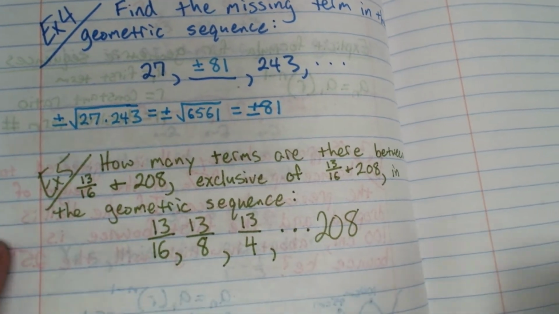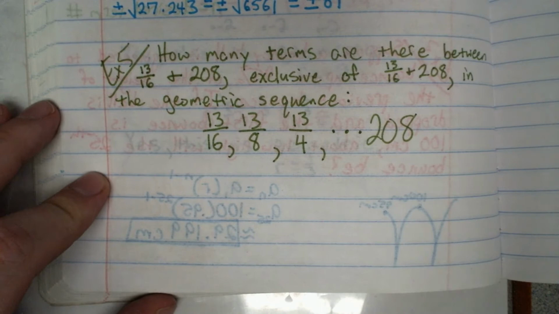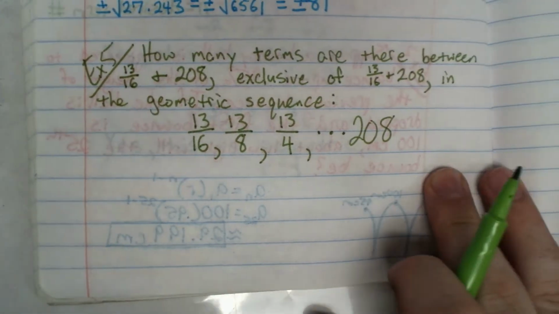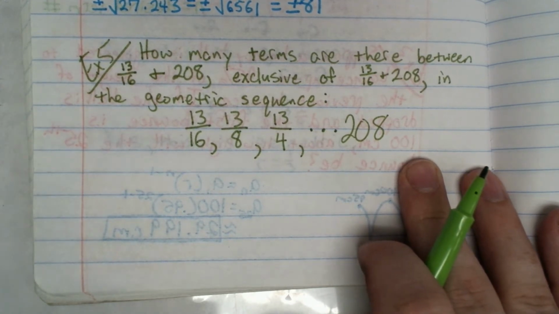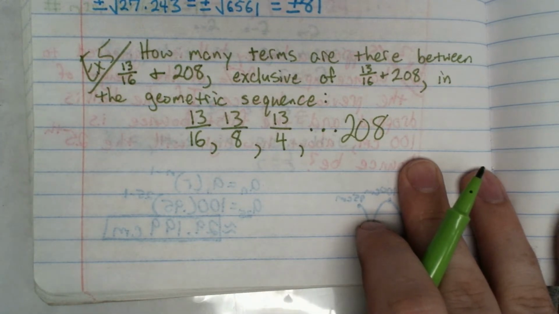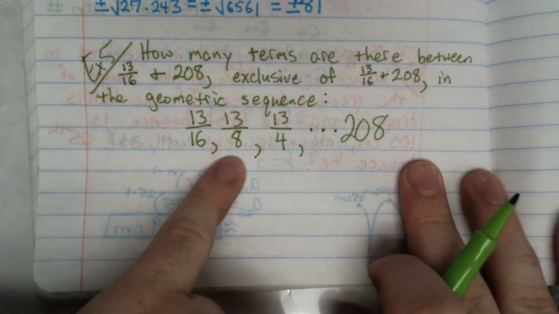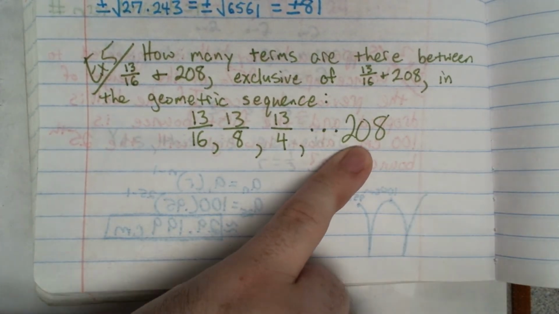All right, and then one last example, and then we'll be finished up for this section and for this chapter. That's all I'm going to do on here. So here's a potential ACT question. How many terms are there between 13 over 16 and 208, exclusive of 13 over 16 and 208, in the geometric sequence 13 over 16, 13 over 8, 13 over 4, and so on until we get to 208?